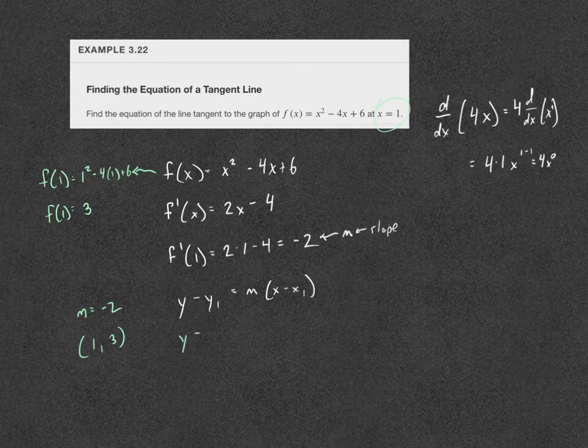Substituting into my point slope formula, y minus 3 equals negative 2 times x minus 1. Now let's simplify and get it in y equals mx plus b form.